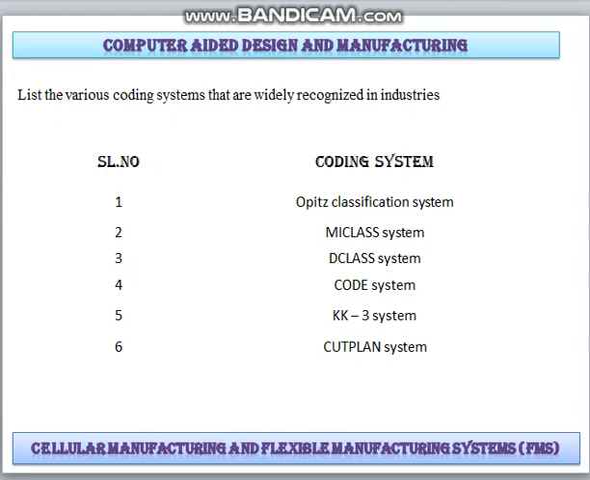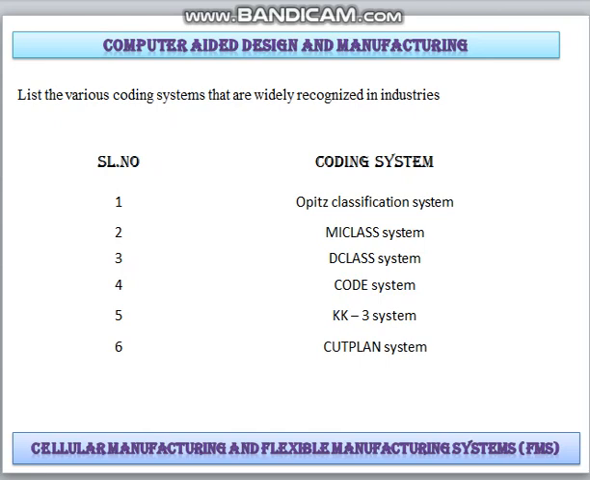The next one is the MI class system. MI class is nothing but the Metal Institute Classification System. This follows a 12 to 30 digit sequence. The first 12 digits are known as the universal code. This is applied for any parts. And the next 18 digits are called the supplementary code.